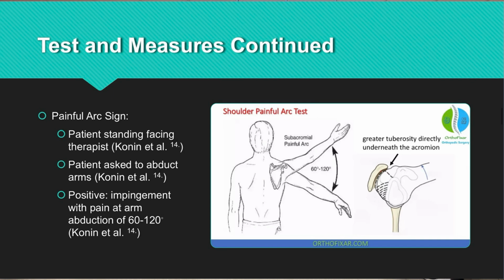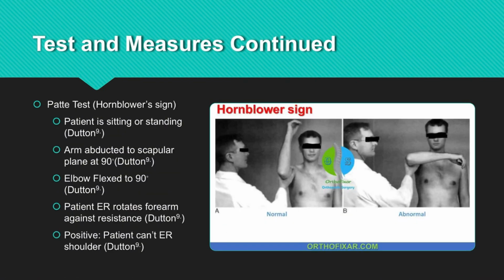So next we have the painful arc, which, similar to the drop arm, you go through the range of motion, basically from abducting, and that will show impingement within the arm anywhere from like 160 to 120 degrees if positive for that. And then horn blowers was another one that I found. This one's more for the teres minor, and it's positive if the patient cannot externally rotate their arm.